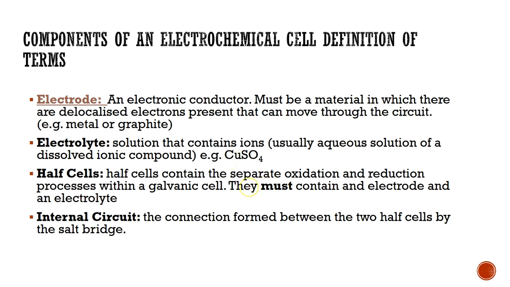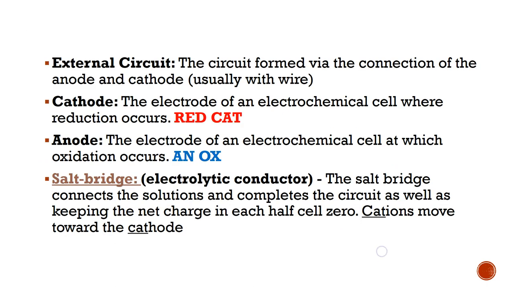Half cells contain the separate oxidation and reduction reactions present in our cell, okay, and each half cell contains an electrolyte and an electrode. The internal circuit is formed by our salt bridge and allows the flow of ions between the two half cells. Our external circuit is the connection between the anode and cathode, which is generally a wire with a globe or voltmeter in the middle. Our cathode is the electrode where reduction occurs, and we can remember that by red cat.